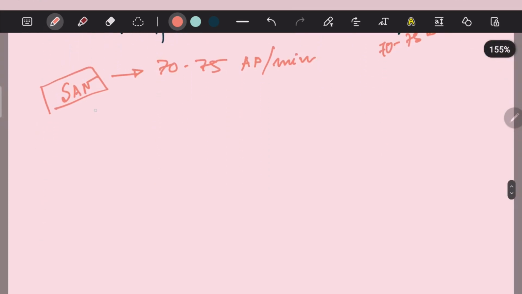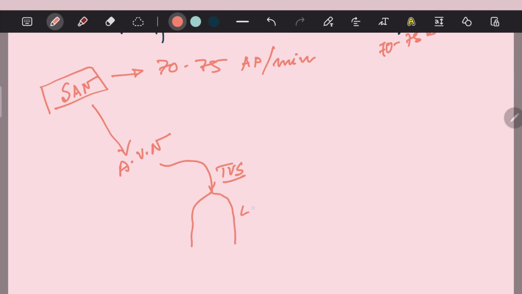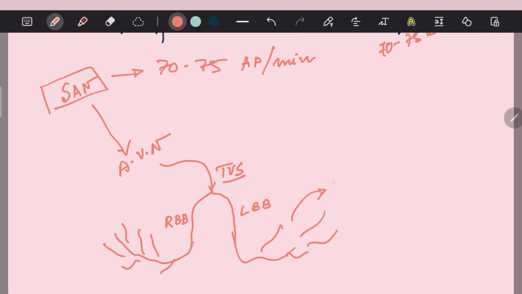Now the sinoatrial node sends a signal to the atrioventricular node. This atrioventricular node, which passes through the atrioventricular septum, emerges on the top of the interventricular septum, and it immediately divides into the left bundle branch and the right bundle branch. These branches then provide some minute fibers known as Purkinje fibers.